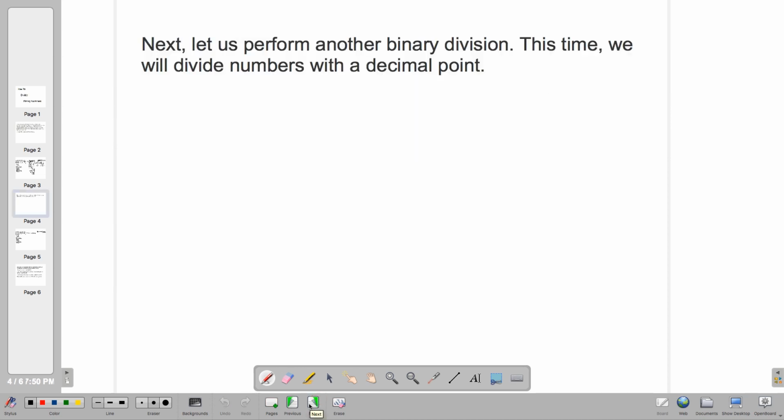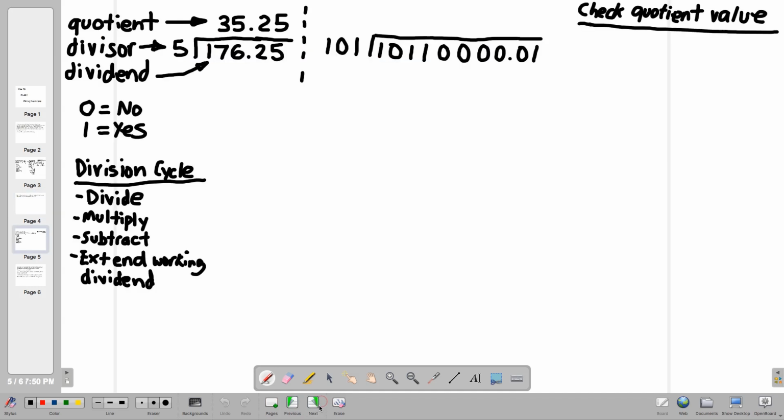Next, let us perform another binary division. This time we will divide numbers using a decimal point. Alright, once again, it's very similar to what we had before. We're going to perform division. And when you're dealing with divisions, you've got certain terms: quotient, divisor, dividend. So for this example, we're going to divide the number 176.25 by the divisor of a value of 5, and the expected value should be 35.25.